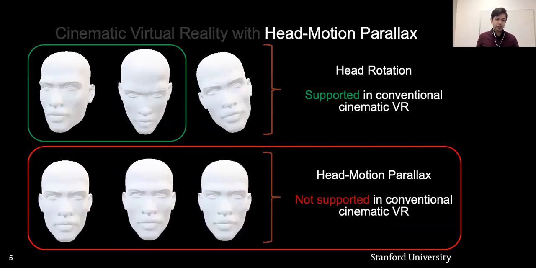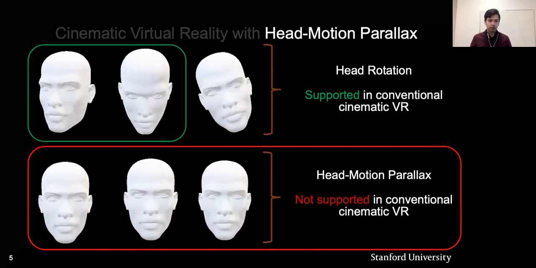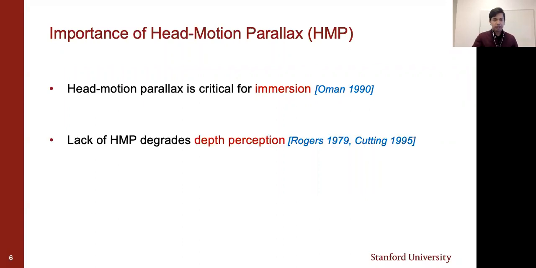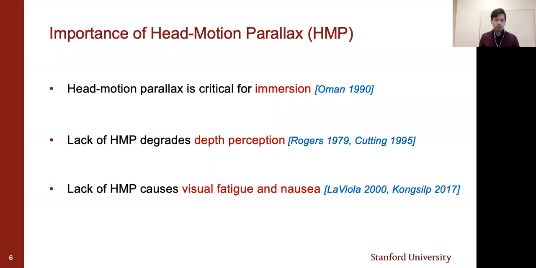Head motion parallax plays a vital role in making the VR experience realistic and comfortable and to avoid VR sickness. For example, head motion parallax has been shown to be critical for the feeling of presence or immersion in VR, and lack of head motion parallax degrades depth perception and can also cause visual fatigue and nausea.